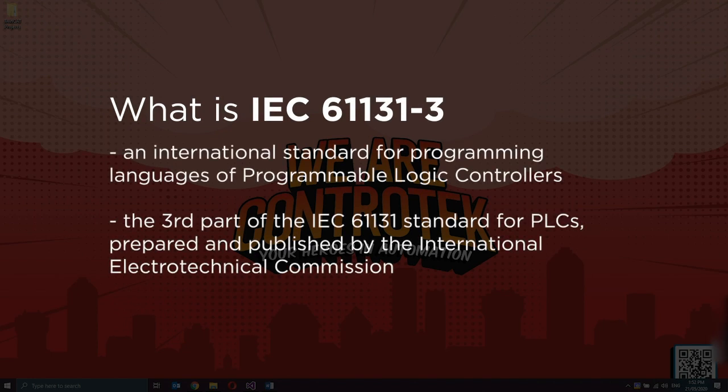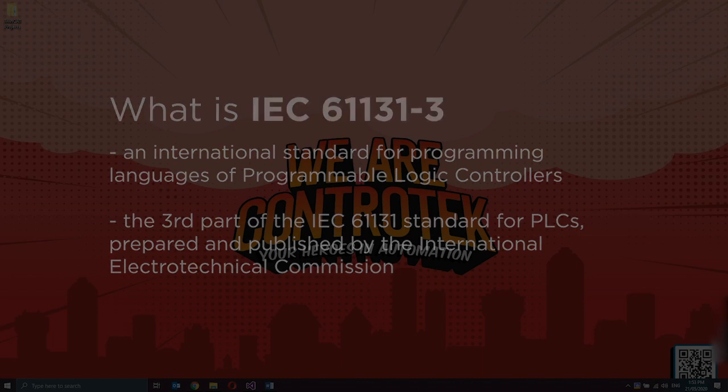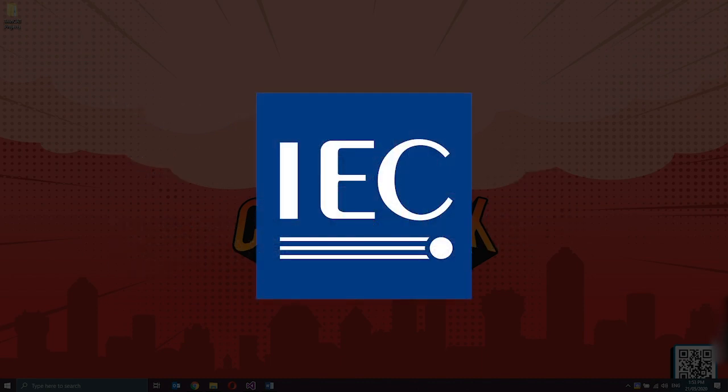Now, what is IEC 61131-3? It is an international standard for programming languages of Programmable Logic Controllers. It is the third part of the IEC 61131 standard for PLCs. It's prepared and published by the International Electrotechnical Commission, or IEC, in case some of you are not familiar. They're the organization for the international standards about electrical, electronics, and other related technologies.